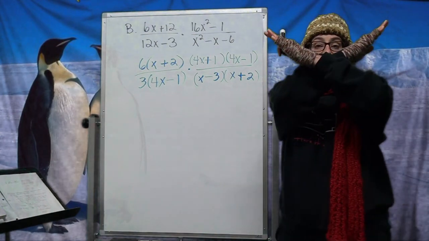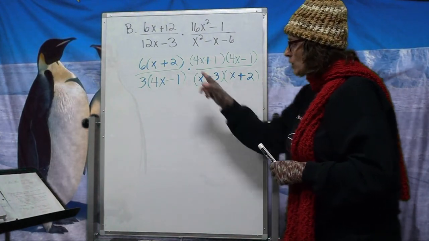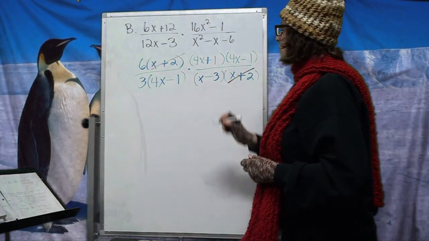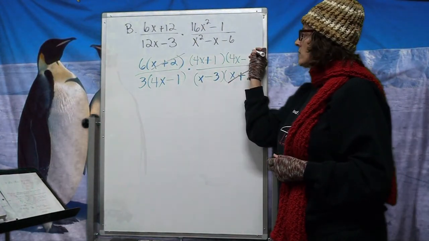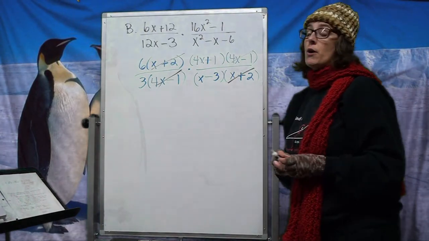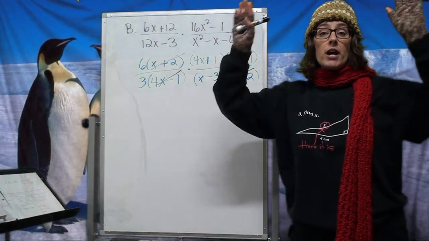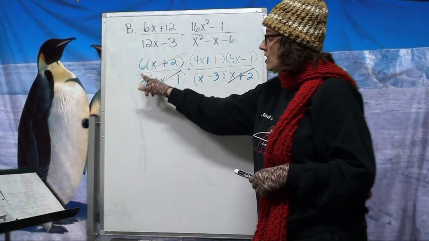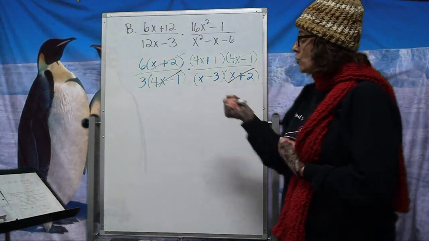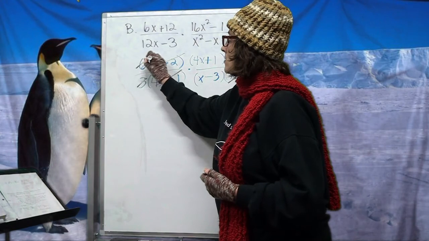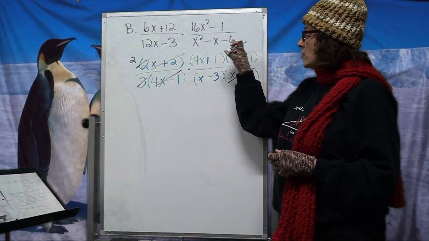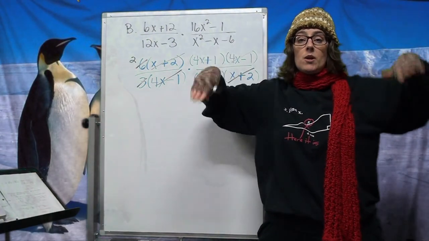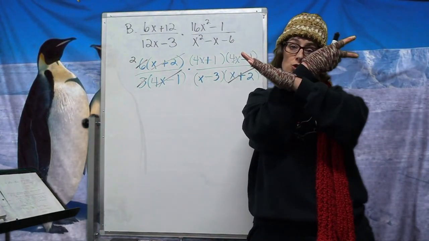Now it's time to cancel those diagonals. So I'm going to check these diagonals. X plus 2 common to both. I'm going to check these diagonals. 4x minus 1 common to both. But recall, I need to check up and down. Awesome. Look at this. 6 and 3 cancels, because 3 goes into 3 once, 3 goes into 6 twice. And there's nothing that cancels up and down here. So now that I've canceled on the diagonals, canceled up and down, now I'm ready to shoot straight across.